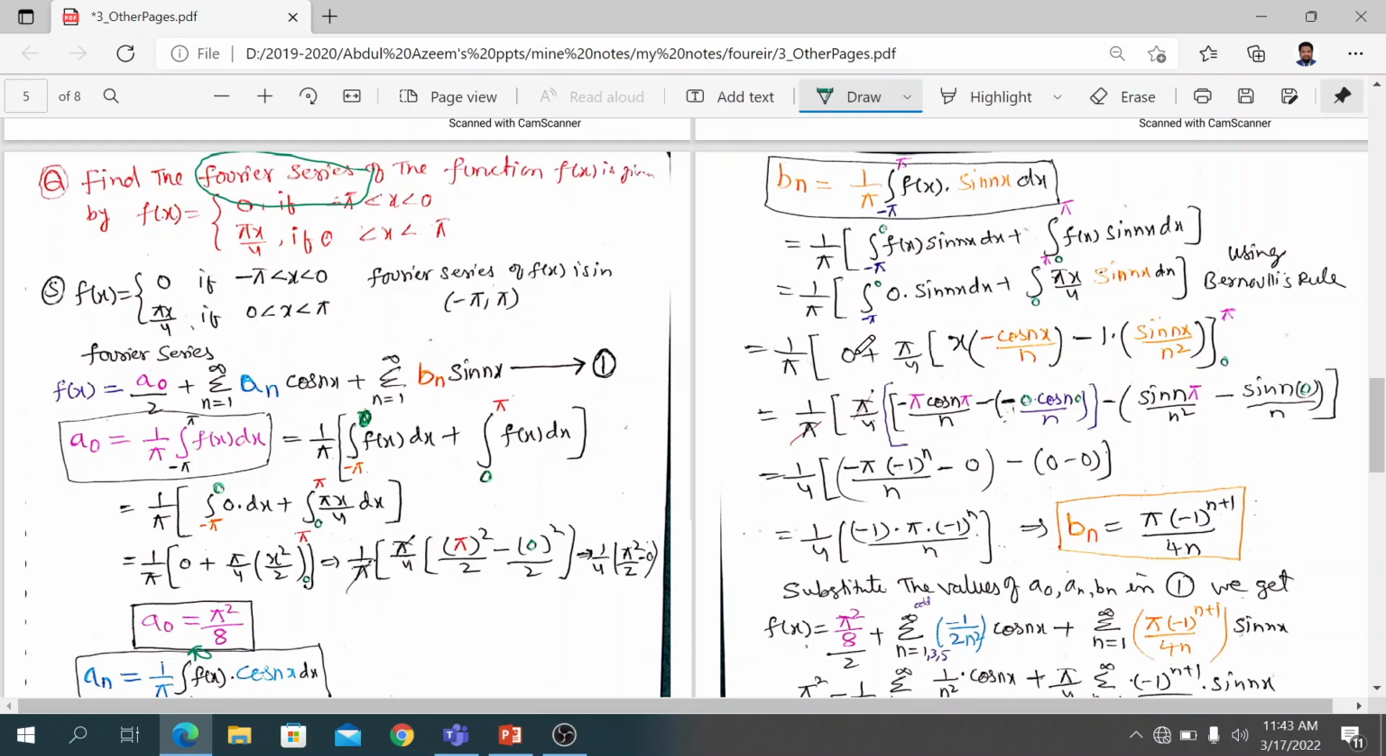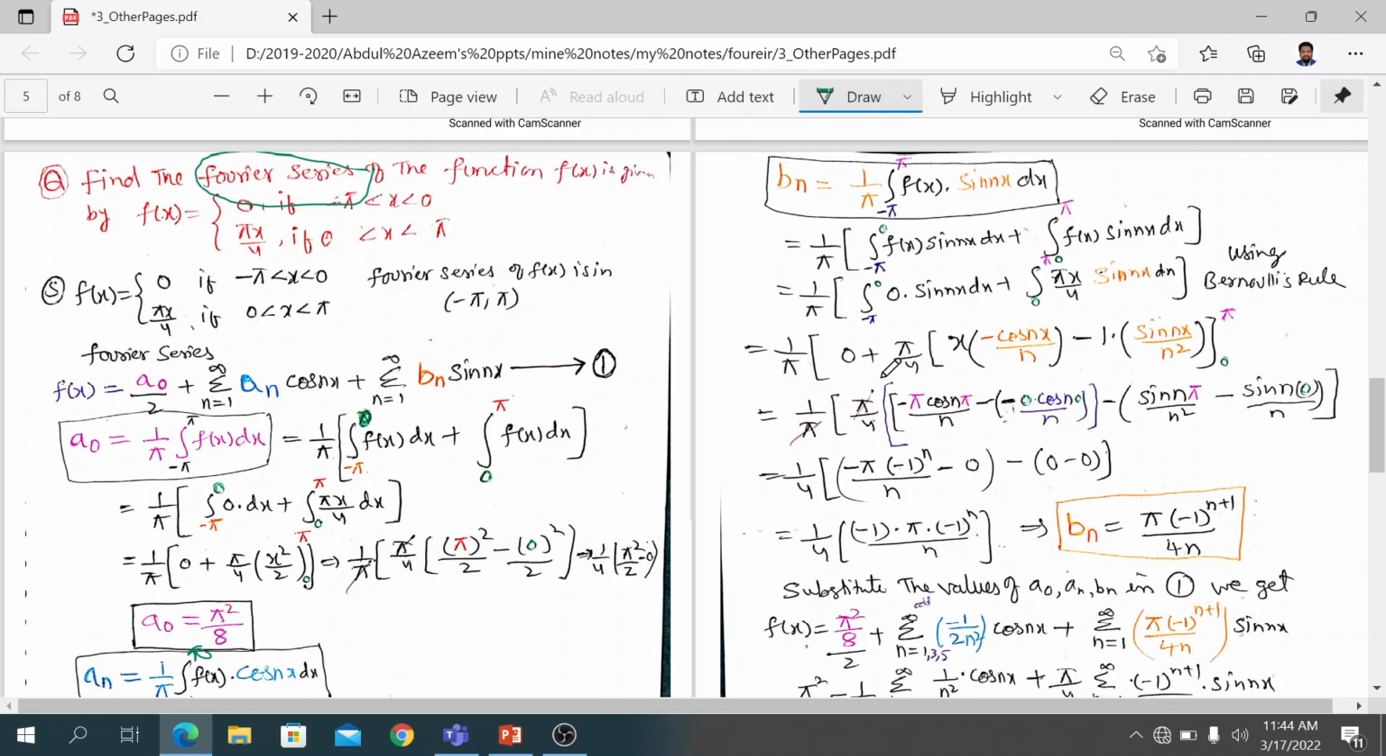Take the constant outside. Now for x sin x, using Bernoulli's rule, x is u. First, the derivative of x is 1, so x minus 1. Regarding sin nx, the integration is minus cos nx by n, and integrating again gives sin nx by n square.